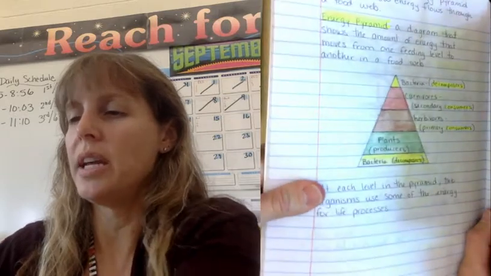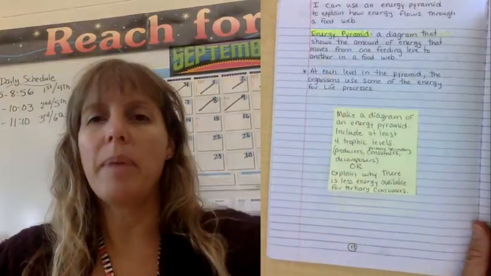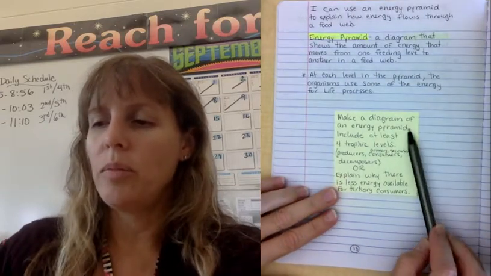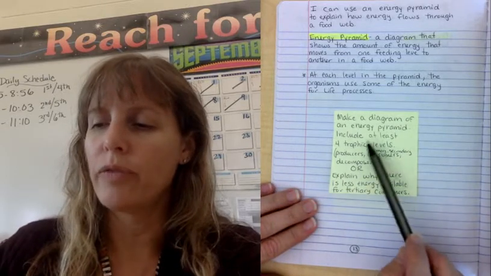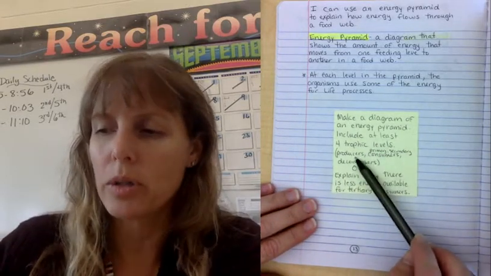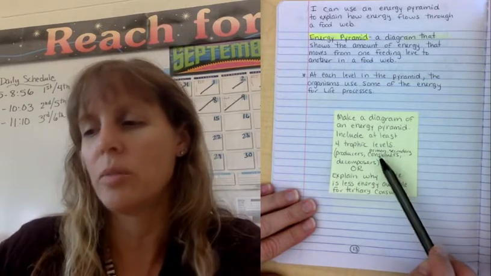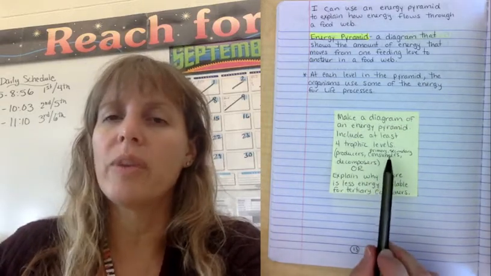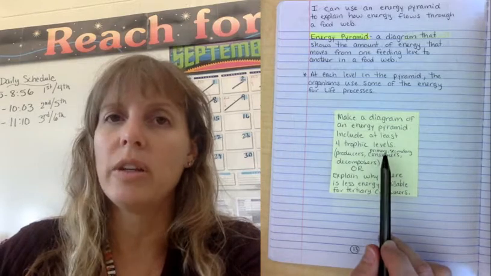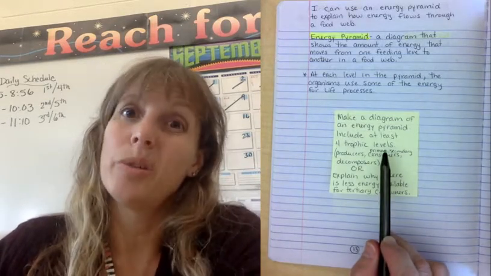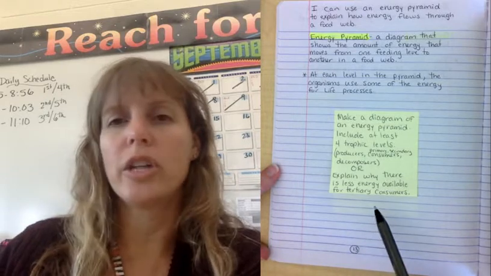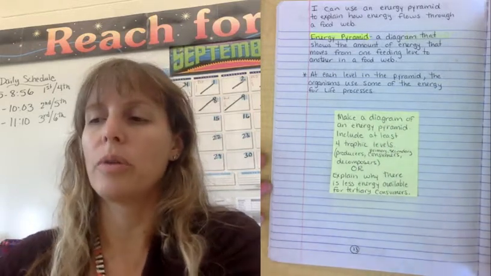All right, so today on page 13, you have a couple of options. You need to make a diagram of an energy pyramid and include at least 4 trophic levels. The trophic levels are producers, primary consumers, secondary consumers, decomposers, okay? Or you can look on Google and find an example and copy it down into your notebook, and that would be acceptable. Or again, use your resources on the front page of Schoology. Or you can take this space and explain why there's less energy available for tertiary consumers. Remember, the tertiary consumers are those at the top.